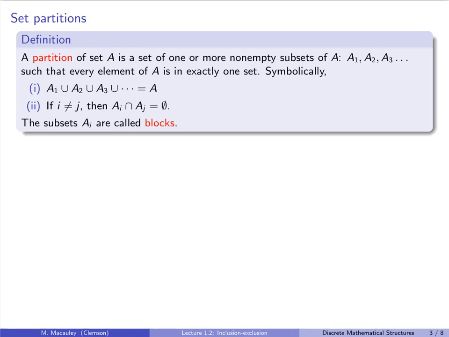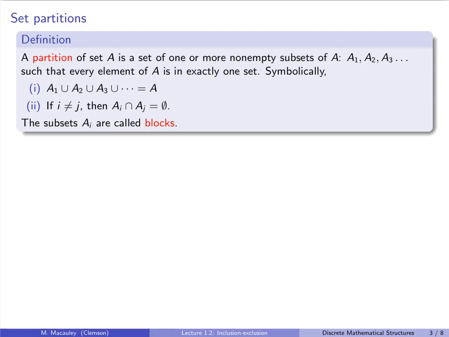Symbolically, we can express this with the following 2 conditions. First of all, A is the union of the individual subsets, the A_i's. And secondly, for distinct i and j, the subsets A_i and A_j must be disjoint. So these subsets, the A_i's, are often called blocks of the partition.